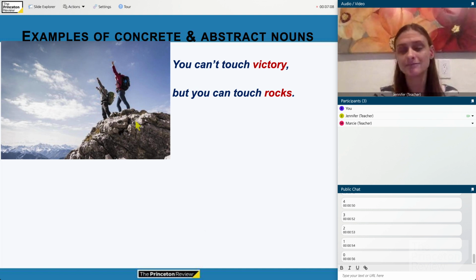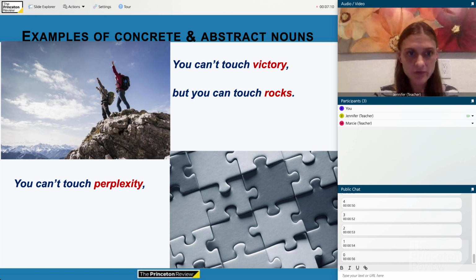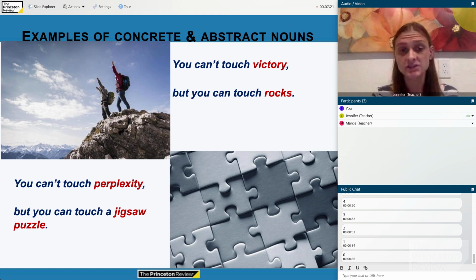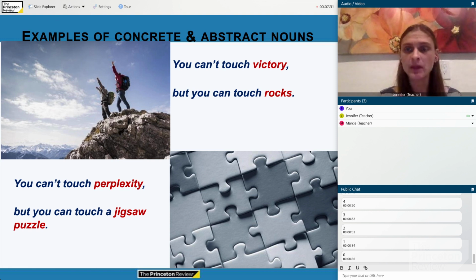Now we have another example, perplexity, the idea of perplexity or bewilderment, confusion, those kinds of things, you can't actually touch them, but you can touch a jigsaw puzzle. So perplexity is going to be abstract and a jigsaw puzzle is concrete. You can also think of concrete as something that's tangible, and something that's tangible you can often touch. That's one way to remember it.